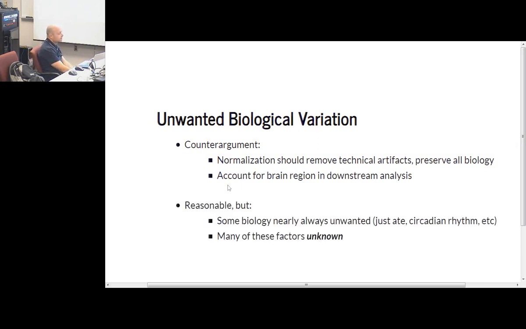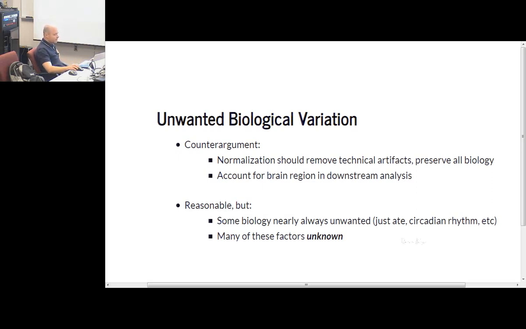So that is reasonable, but I'll make 2 points. One being that some biology is nearly always unwanted. So, for example, any sort of changes in your gene expression because you just ate or just exercised or anything like that. Changes due to circadian rhythm. Unless you're specifically studying circadian rhythm, that's probably something that you want to normalize away.